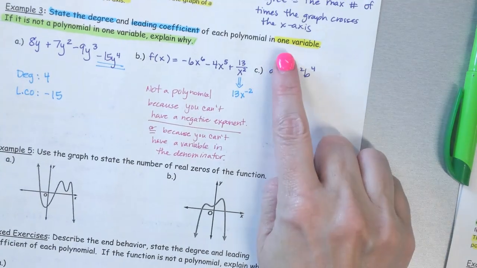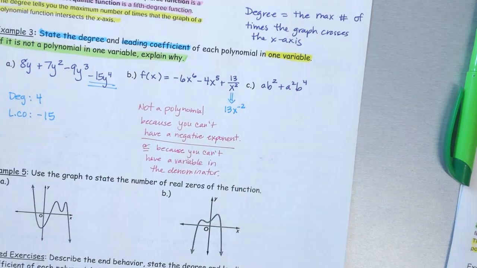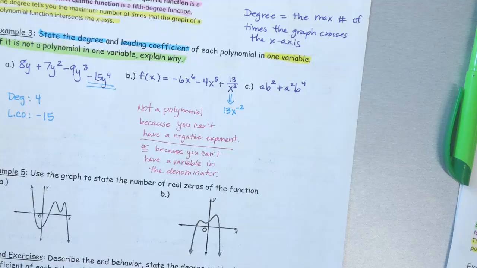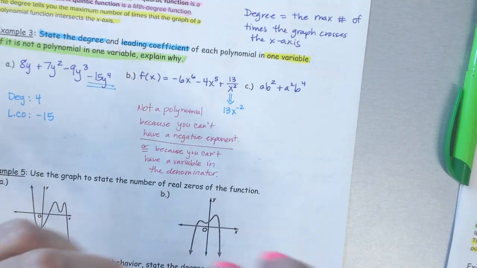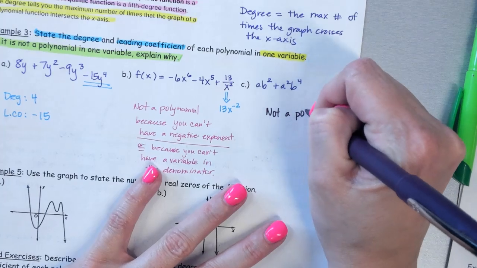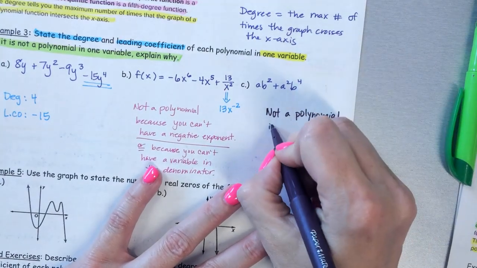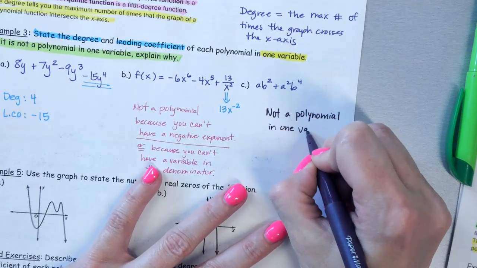Okay, now because this says one variable, this one is not going to be a polynomial in one variable because how many variables do you have there? You have 2. Okay, so this one is not a polynomial in one variable.